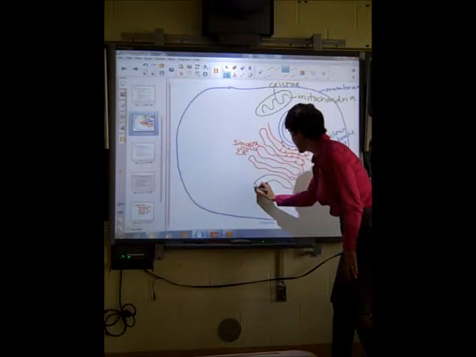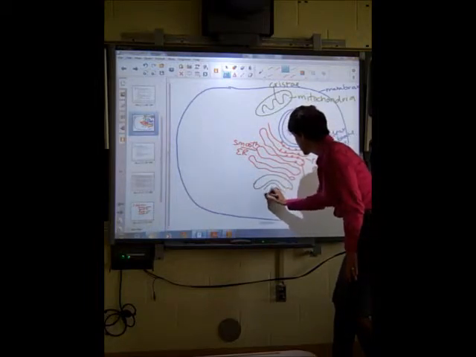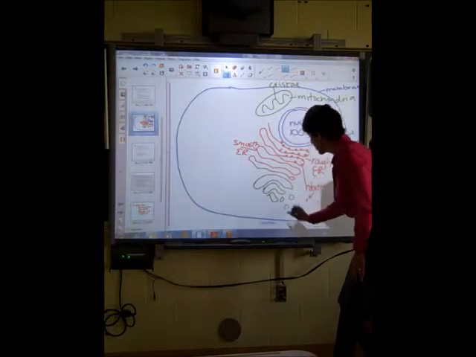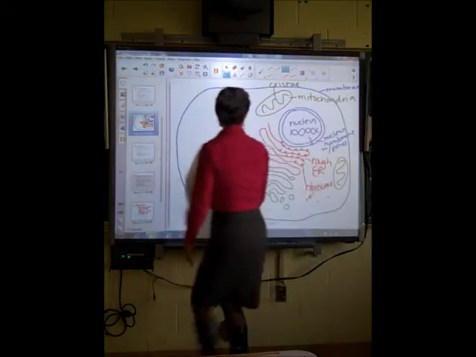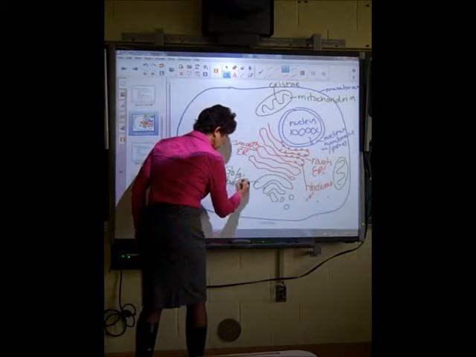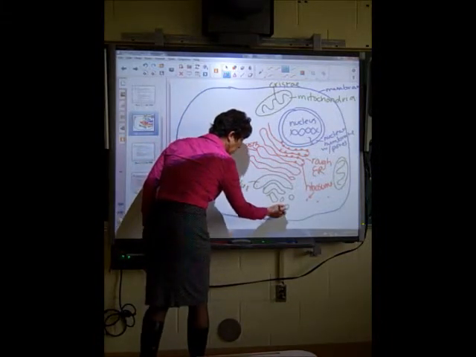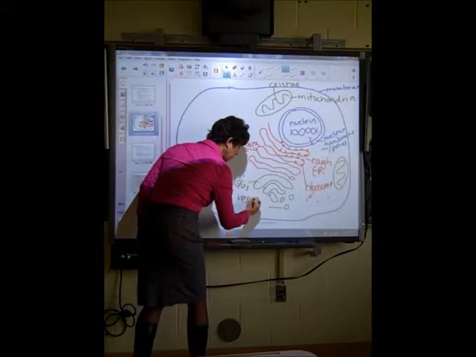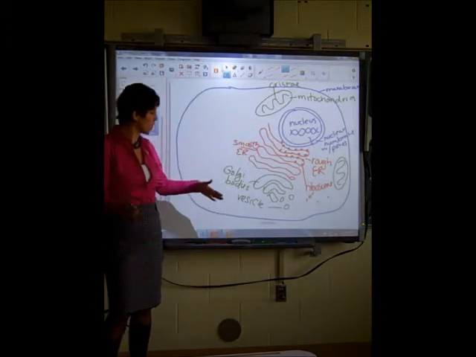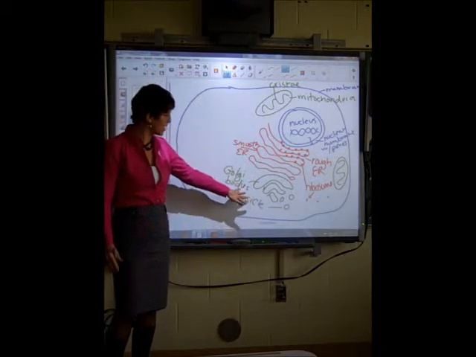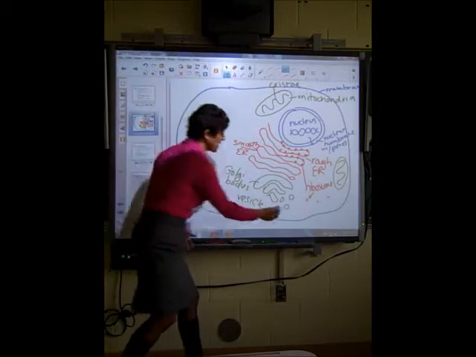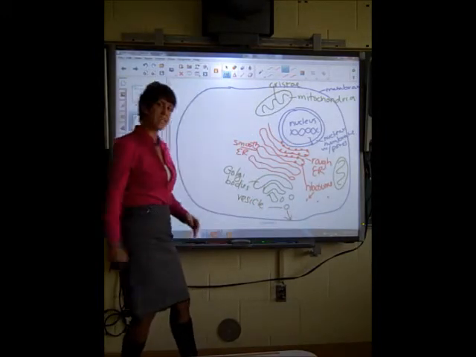So I want to go like this and have a couple things coming off. These are my Golgi bodies. And what's coming off of them is a vesicle. The vesicle is that enclosed membrane formed by the Golgi bodies. And now that vesicle could fuse and this could leave the cell.